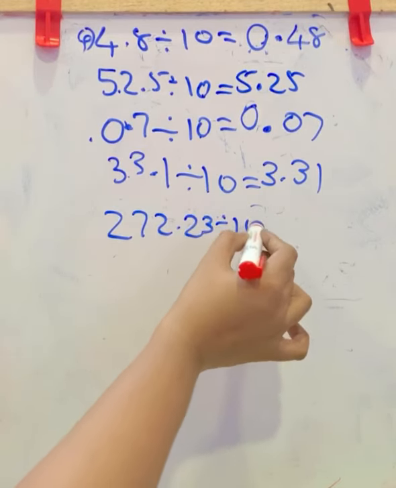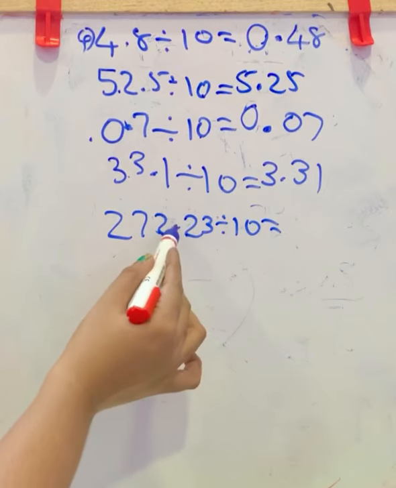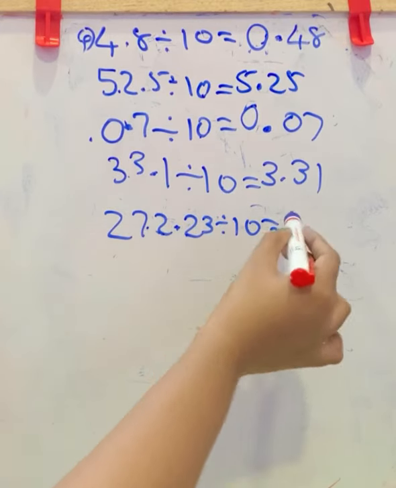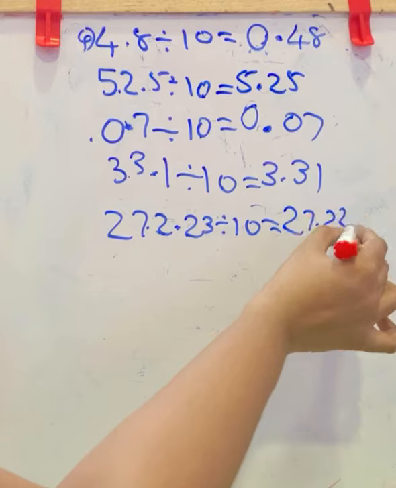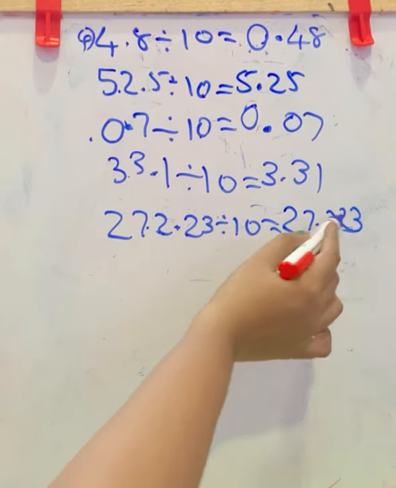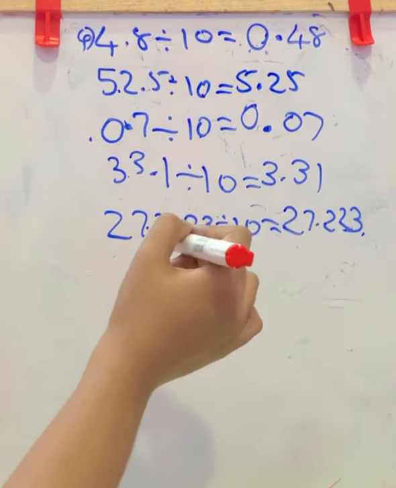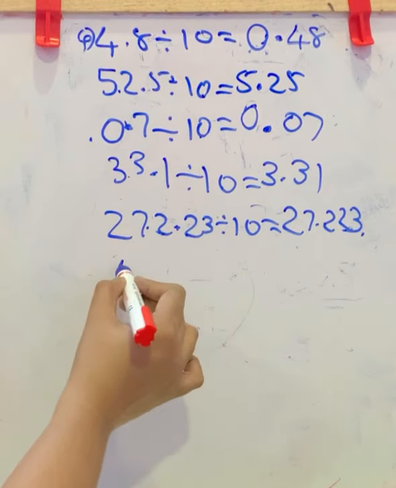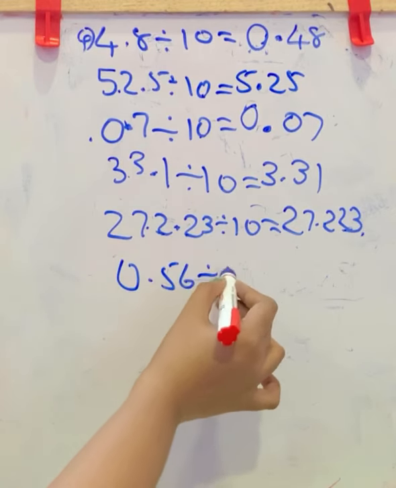272.23 division 10. Decimal is between 2 and 2. Moving 1 place to left side, it reaches 27.223. Don't read it as 223, it is 223. 27.223. Next is 0.56 division 10.